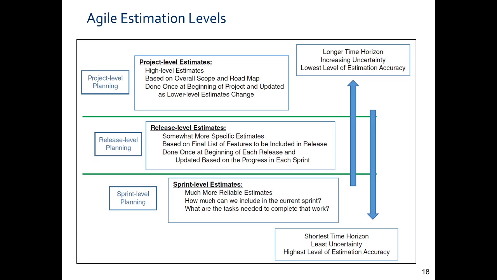As far as traceability is concerned, you can go backward, that is from sprint to release to project, as far as reporting is concerned. So just see to it that shortest time horizon, least uncertainty, and highest level of estimation accuracy should be there when you are with the top down, and bottom up has longer time horizon, increasing uncertainty, and lowest level of estimation accuracy.